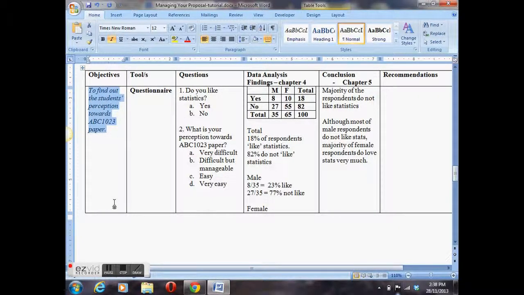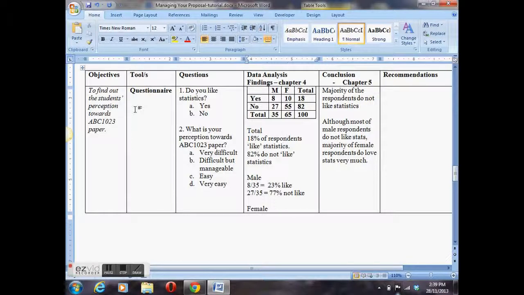Alright, and we go into more detail. We compare between male and female, how these people are different. Overall, yes, most of them do not like, but comparing male and female, more female students like statistics compared to the male. Alright, so these are the conclusions that we can make. If you are able to do this, you are dealing with this objective, then your research is fine.